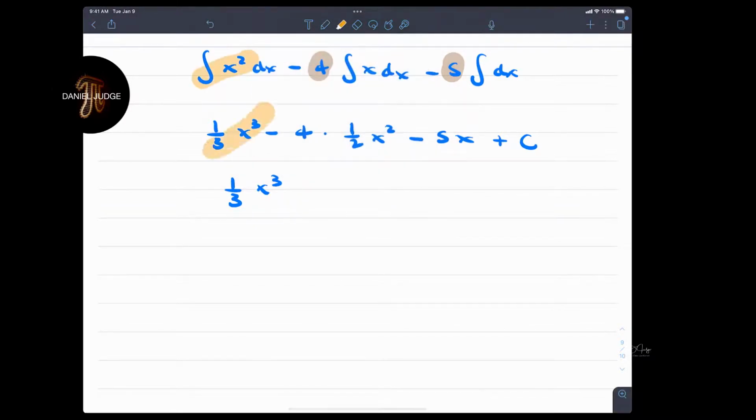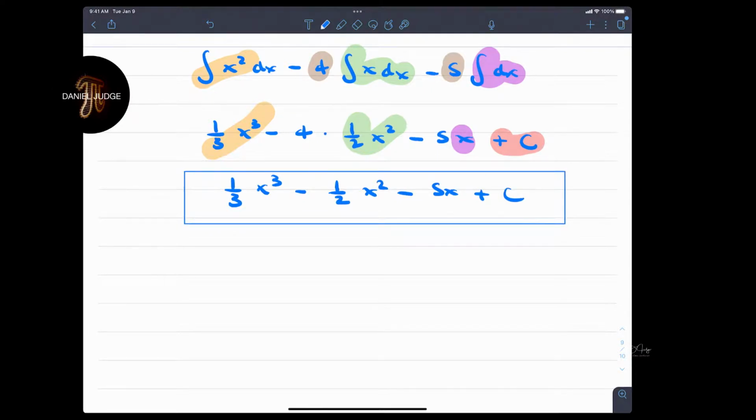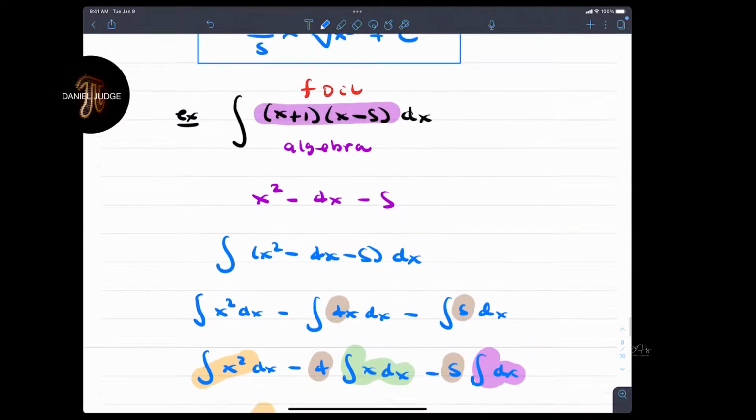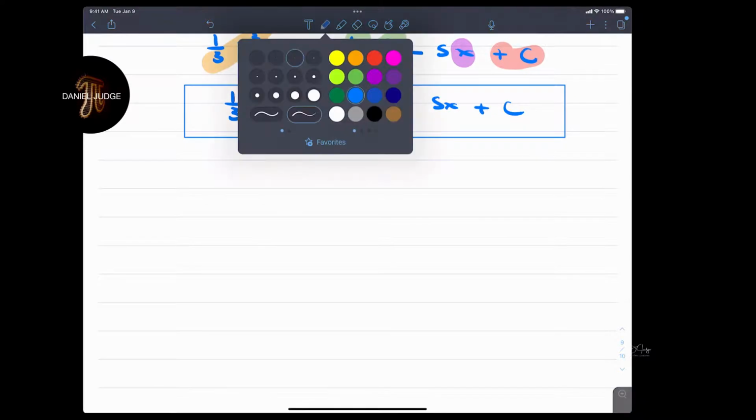This one, and then you add that constant at the end. Okay, let's simplify. 1/2 x squared minus 5x plus c. And there you go. So just looking at the algebra here for some of these here. Okay. Here we go.